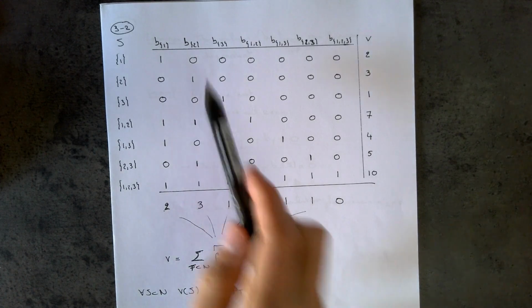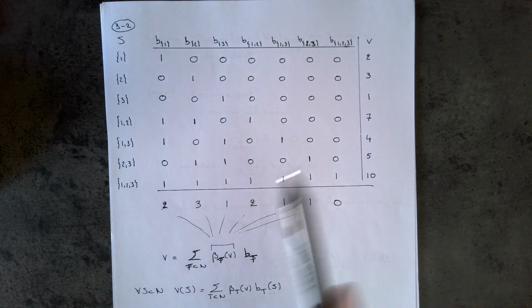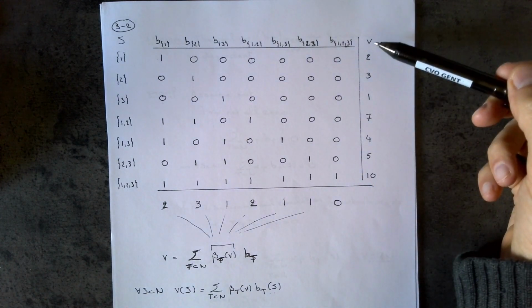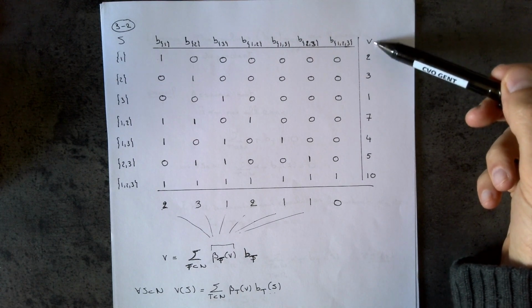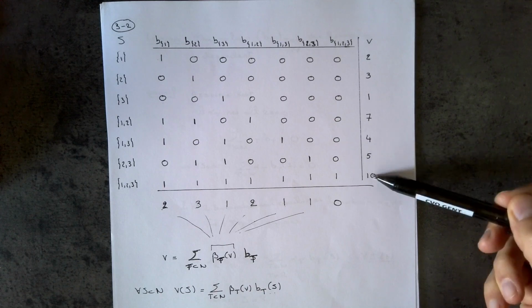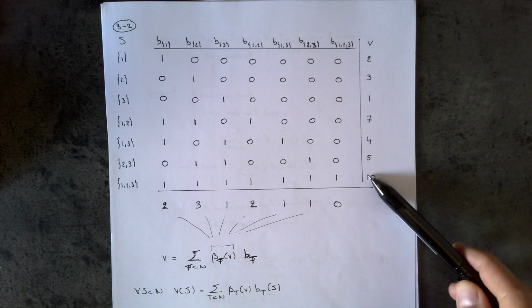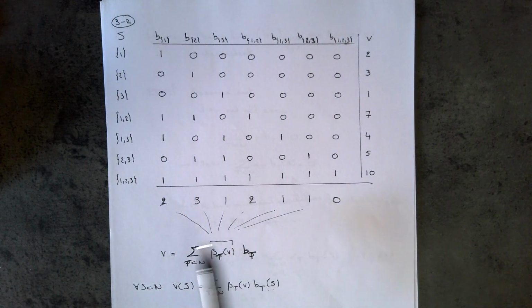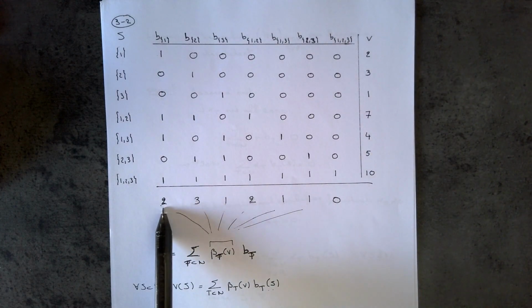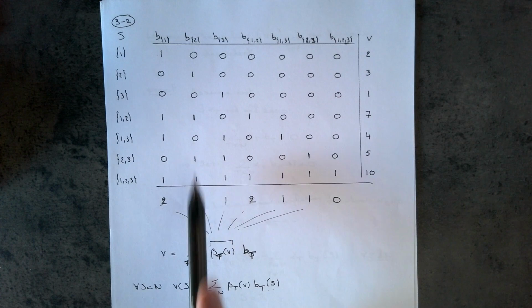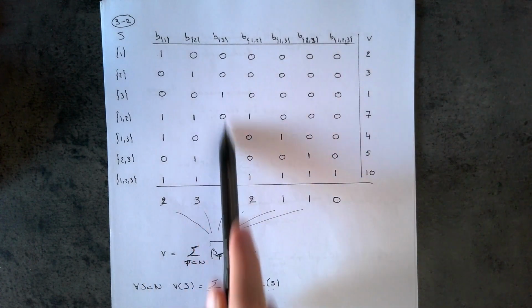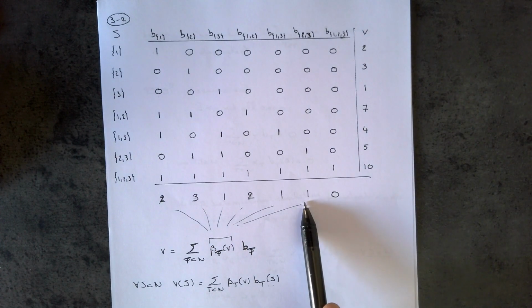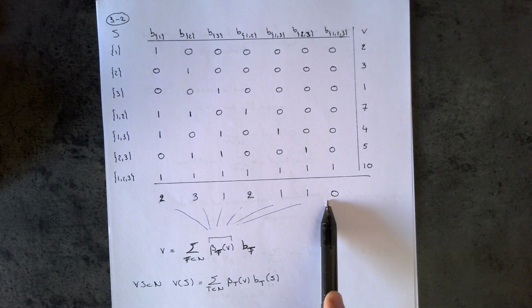And now the claim is that these vectors here form a basis of the space R to the power 7. In other words, if you have a value function here, this is my V, which was 2, 3, 1, 7, 4, 5, 10, this means that this vector can be expressed as a linear combination of these vectors. And in this case, you can verify that, for example, this vector can be written as 2 times the vector B1 plus 3 times the vector B2 plus 1 times the vector B3 plus 2 times the vector B12 plus 1 times the vector B13 plus 1 times the vector B23 plus 0 times the vector B123.